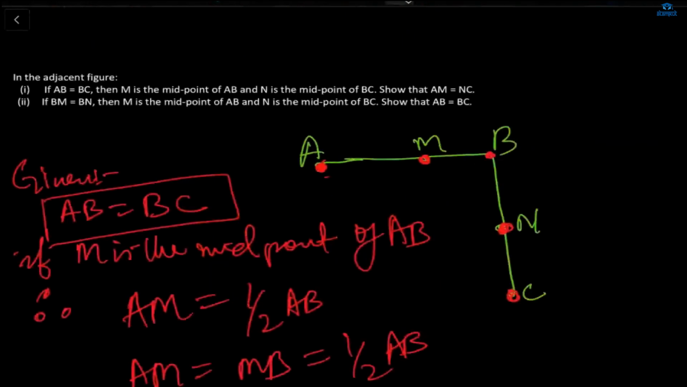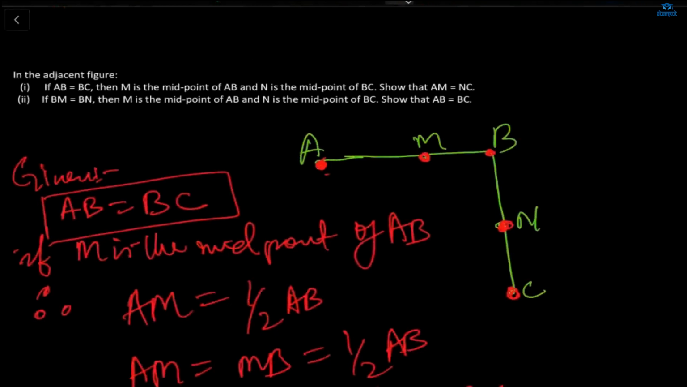Similarly, let's see the second part. It says that BM is equal to BN, then M is the midpoint of AB and N is the midpoint of BC. Show that AB is equal to BC. Now this time it is just the reverse of the first part that we have done. In this, it is not given that M and N are the midpoints; you have to prove it. It is given that BM is equal to BN.